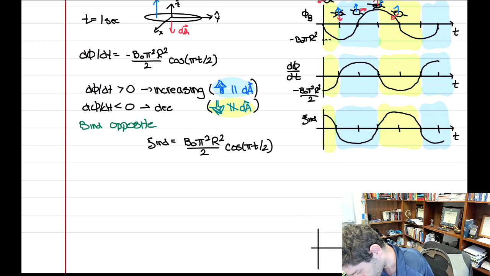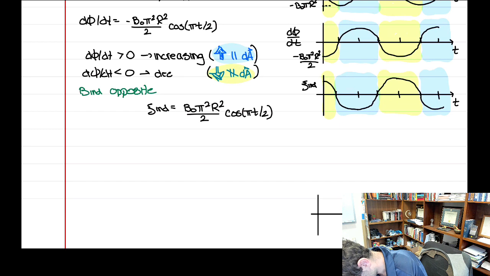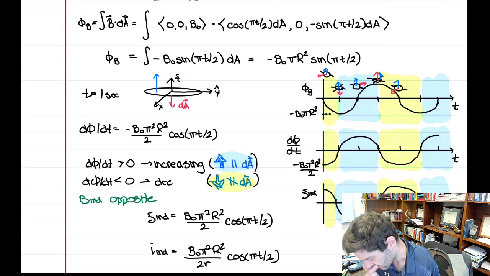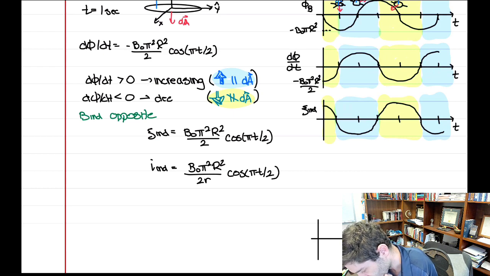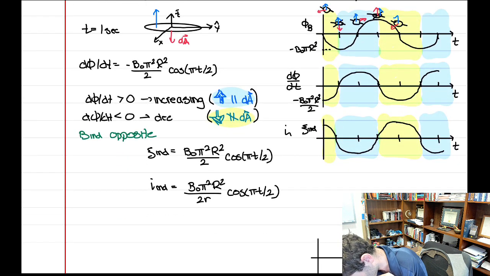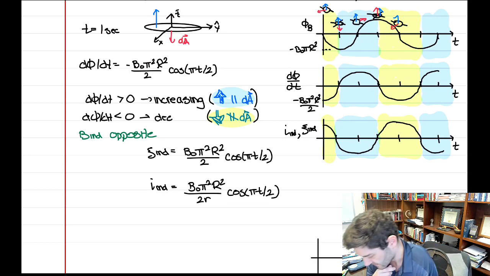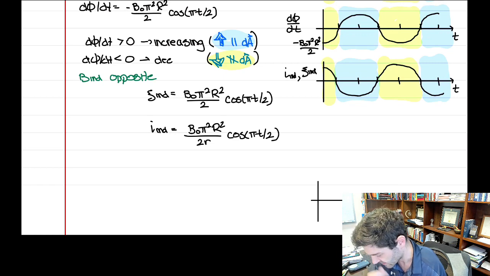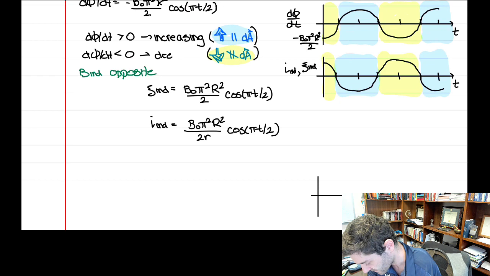So if that coil has a little bit of resistance, then this is just pi squared r squared over 2 little r for the resistance, cosine pi t over 2. Where we think, how does it start? It seems like it starts positive. It's the same sign as the induced EMF. So based on the numbers on your axes, this could also be I induced. And then given this, we can think about what direction corresponds to a positive current, what direction corresponds to a negative current.